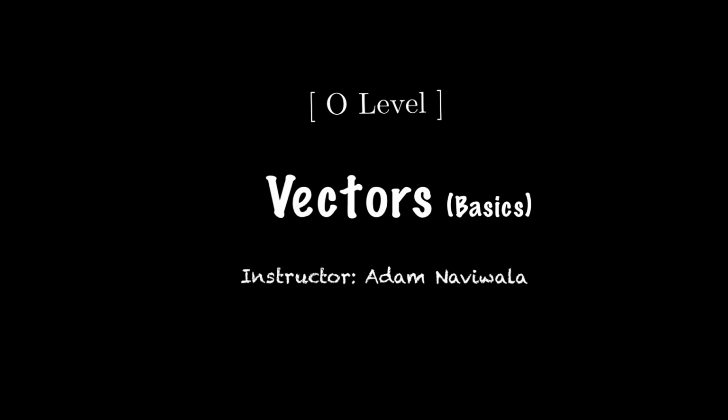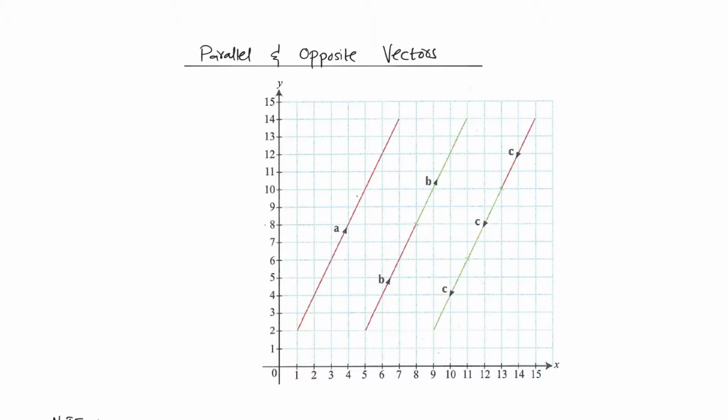So let's begin. Now we are going to have a discussion on parallel and opposite vectors. What you see in front of you is a Cartesian plane, y and x, and there are some vectors drawn for you. This is vector A, there are two vector B's, and there are three vector C's. We are going to talk about the direction in a short while.